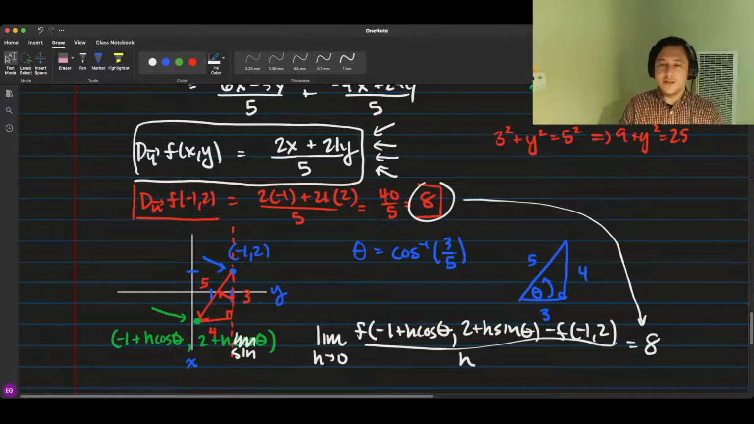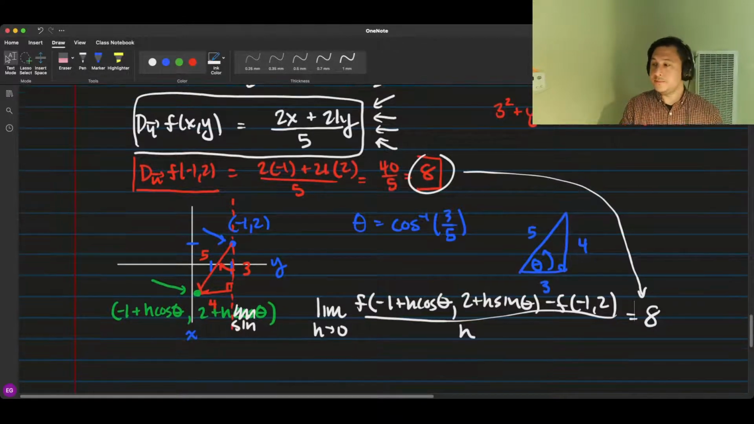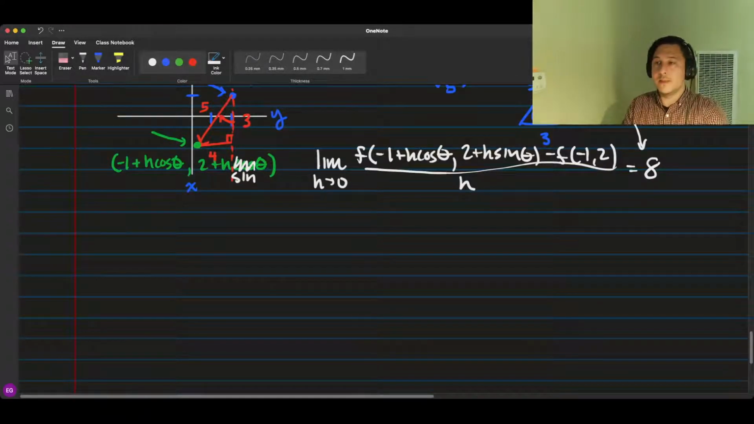Okay. So I'm going to scroll down now, and I want to talk a little bit about this formula that we just did. There is some interesting stuff with this formula.